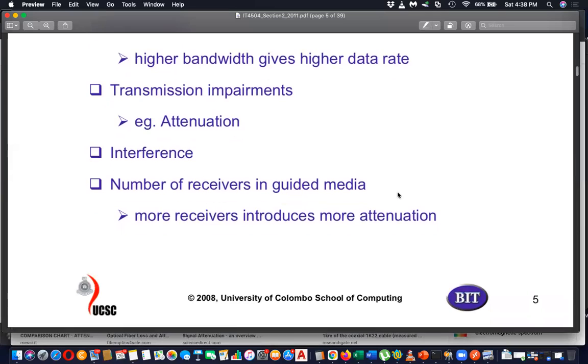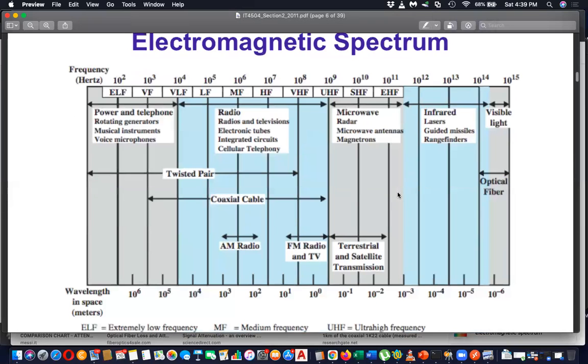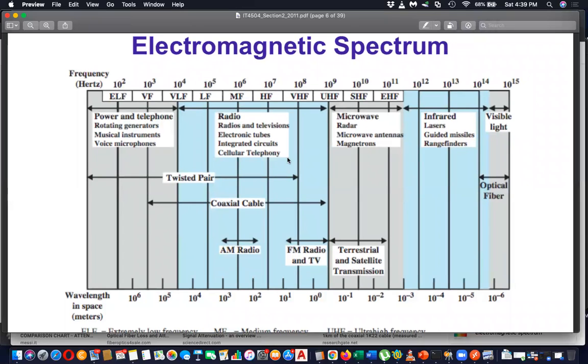Okay, that is basically about these facts. And this clearly shows the bandwidths used. So which has more bandwidth: twisted pair, coaxial cable, or AM, FM? What do you think?